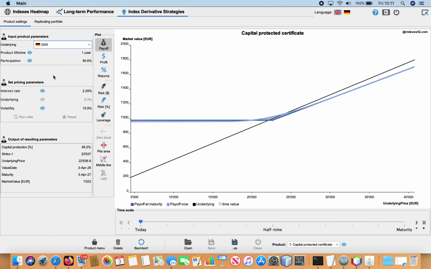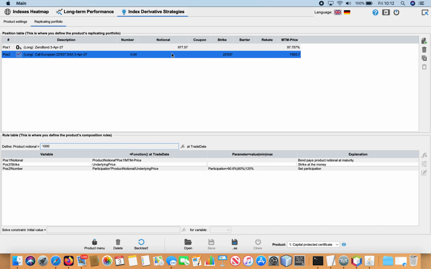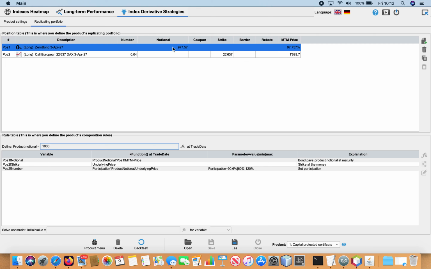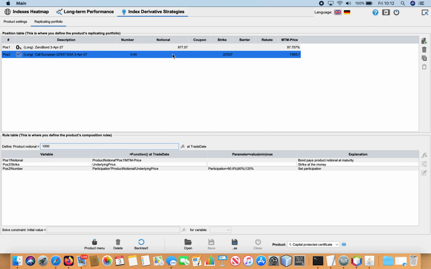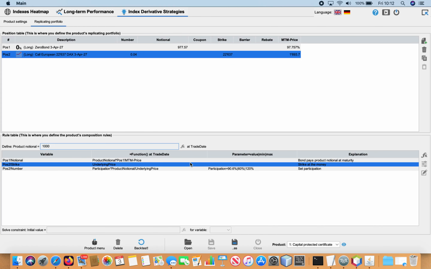Now, for each structured product, there is a replication strategy or replicating portfolio, which you see in this pane here. So each product strategy is replicated by replicating positions. So the capital protected certificate is replicated by a zero bond and a long call. And it has replication rules to ensure that these two positions work well together. Basically, how it works is that the zero bond has to pay the strike level of the call option at issuance, at maturity, and this is ensured down here.